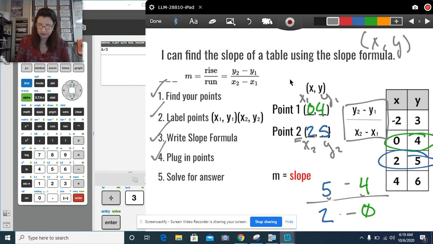My last step is to solve. 5 minus 4 gives me 1, and 2 minus 0 gives me 2. That means my slope is 1/2. All right, I think we're getting the hang of this.